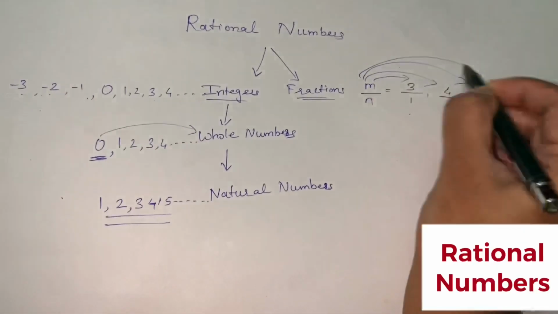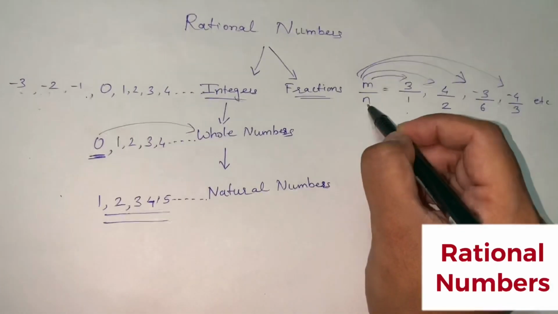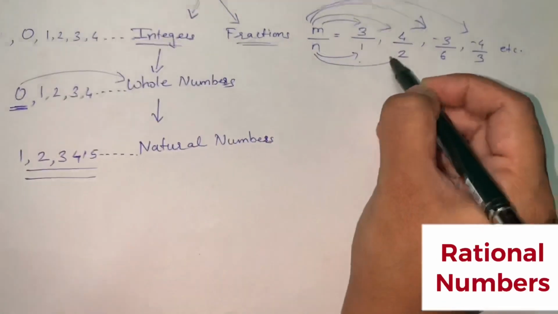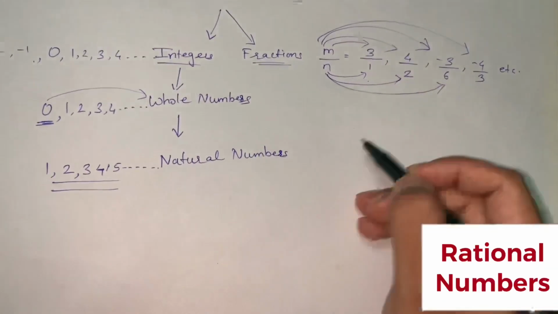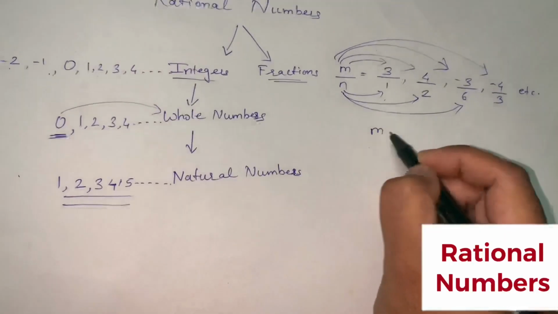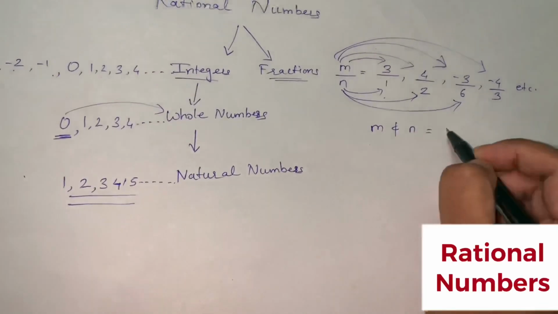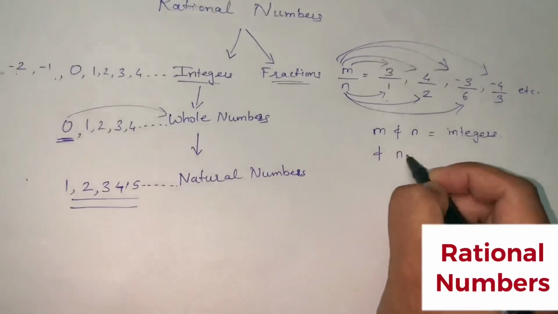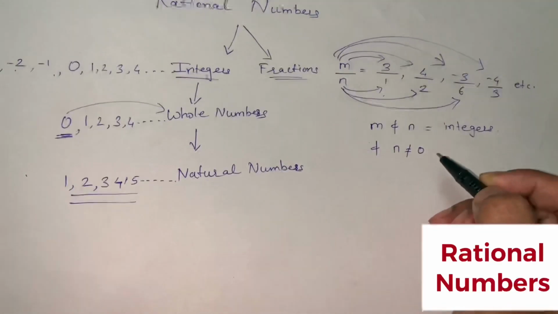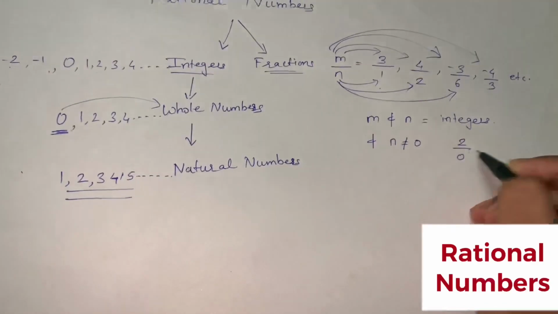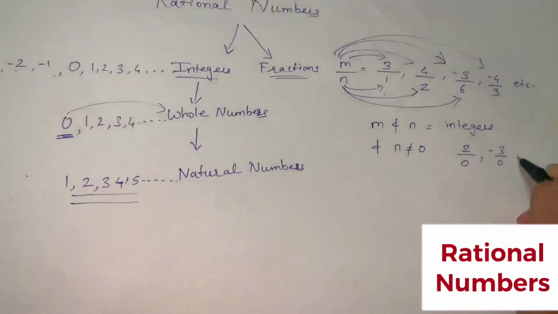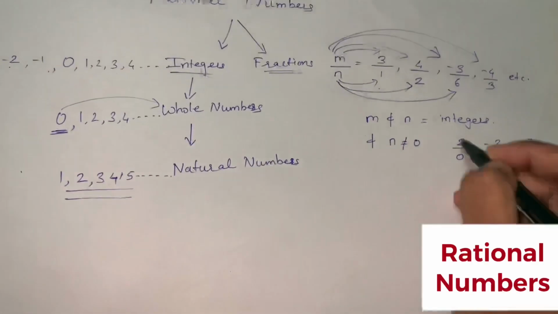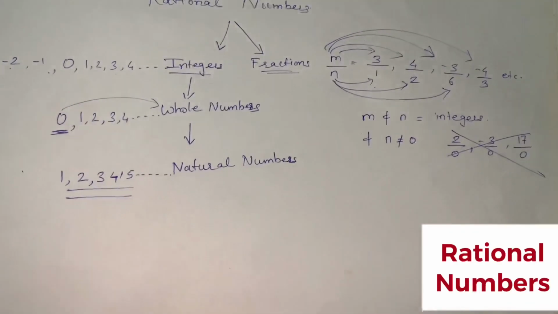So here m is all the numbers written on top, that is the numerator, and n means all the numbers written down, that are the denominators. So m and n, the numerator and denominator in a fraction should always be integers, and n should not be equal to 0. So 2 upon 0, -3 upon 0, 17 upon 0, these numbers are not rational numbers.